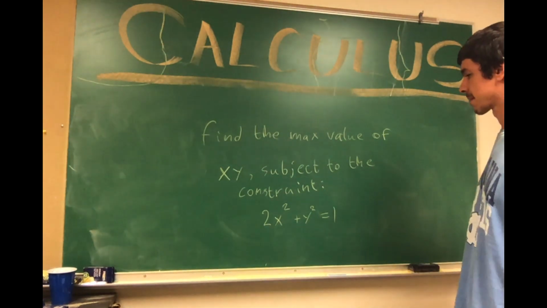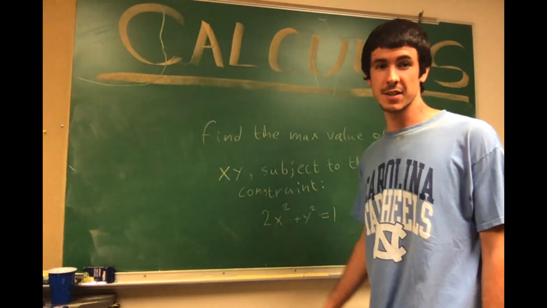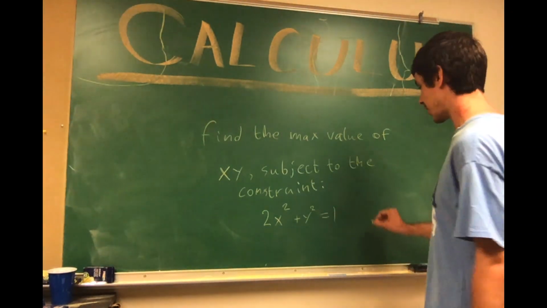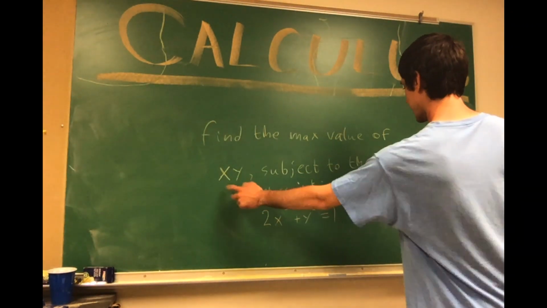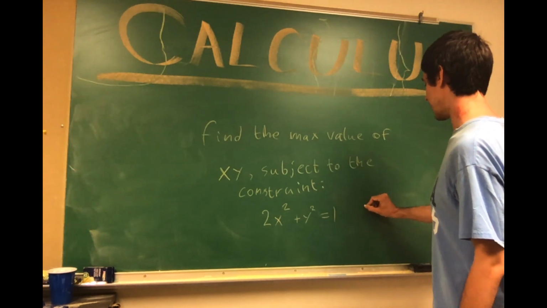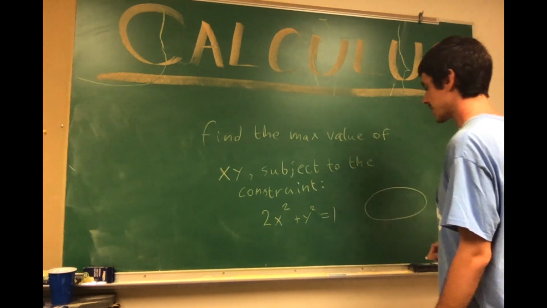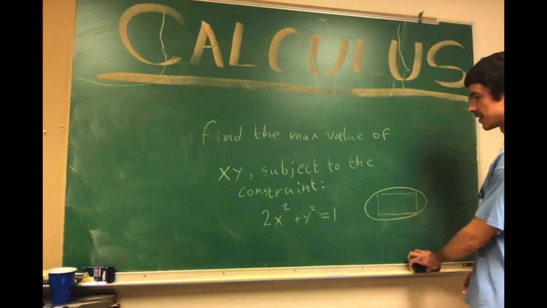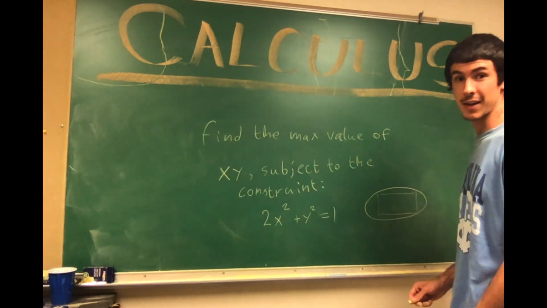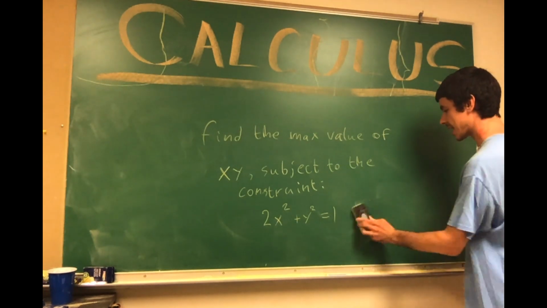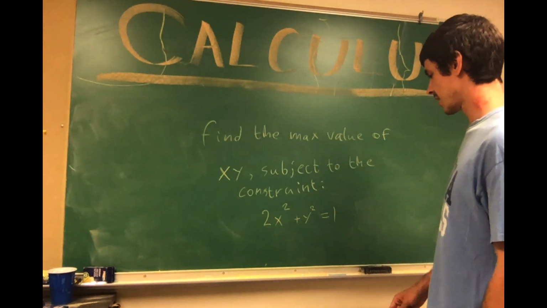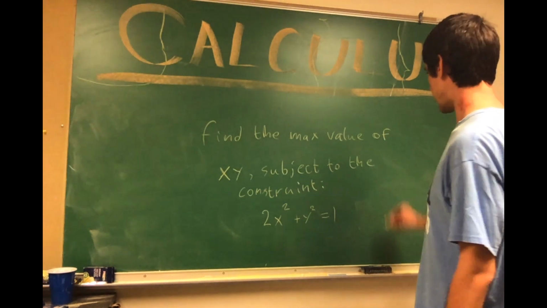And if you think about it, there actually is a story to this one. I'll just briefly say that with xy, you can see that this immediately is a rectangle, but the story to this one is you have an ellipse, and the rectangle is inscribed in the ellipse. You need to find the maximum value of the rectangle. But anyways, that story aside, let's go ahead and do this problem.